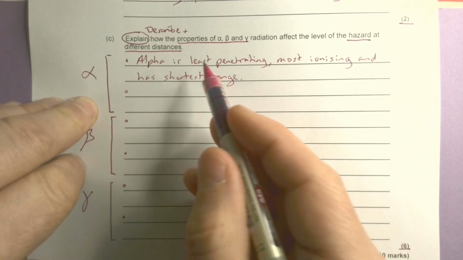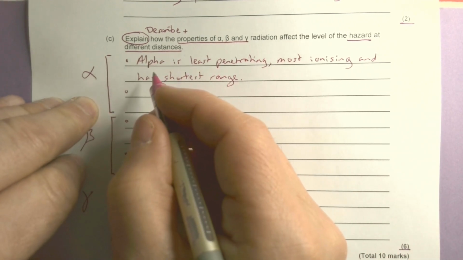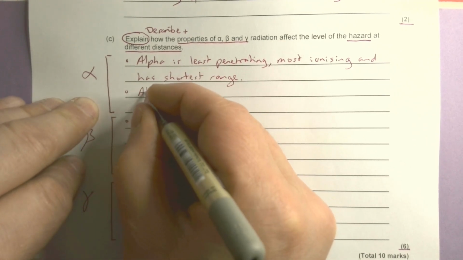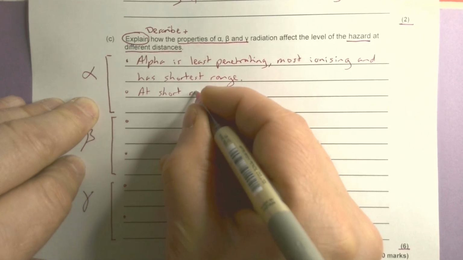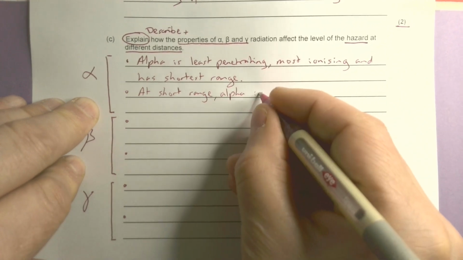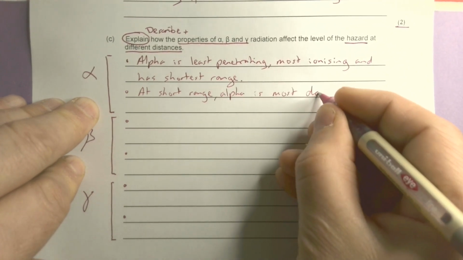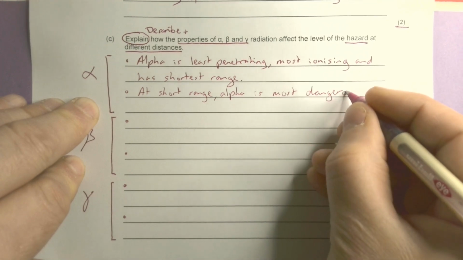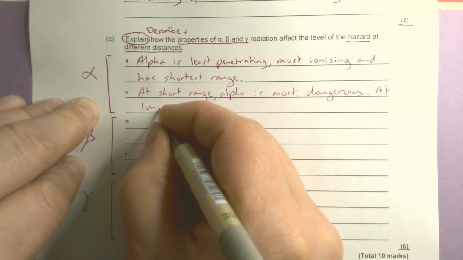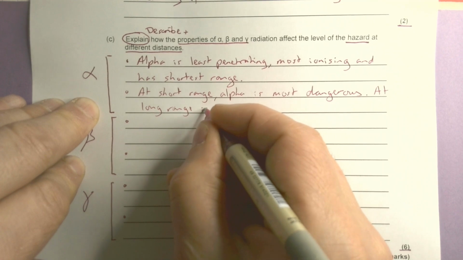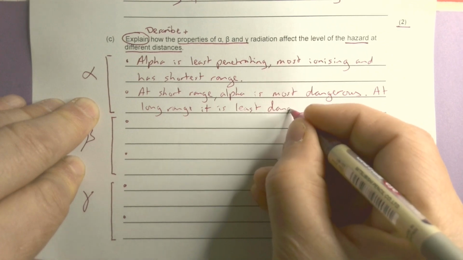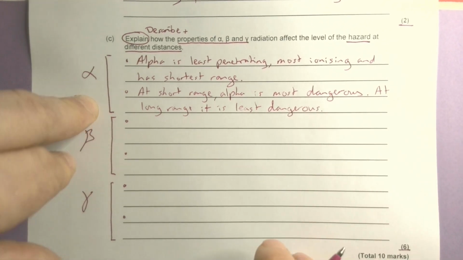What does that mean at different distances? So alpha is most dangerous at short range, but least dangerous at long range. At short range, alpha is most dangerous, or hazardous, if you prefer that word. At long range, it is least dangerous.